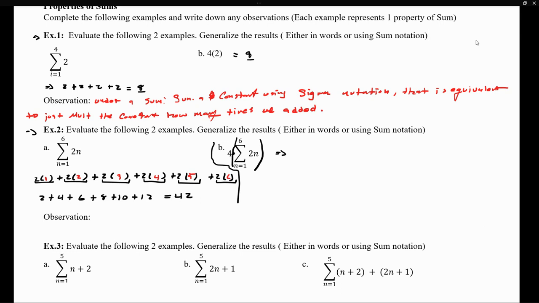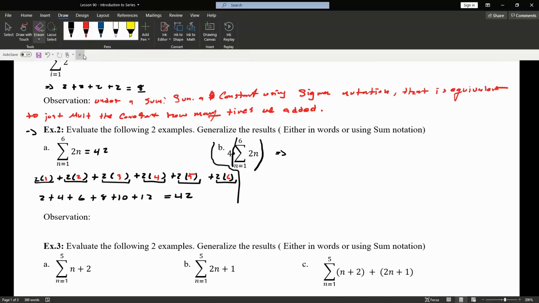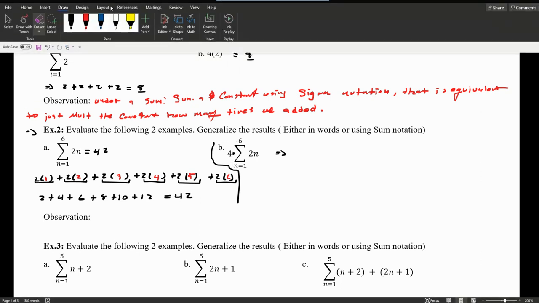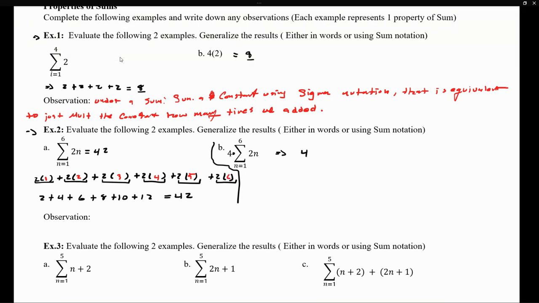But notice that we already know what the sum is. The sum of the expression 2n from 1 to 6, that's what we found here. And we said that this is equivalent to 42. So therefore now this expression that we do have here, this is equivalent to just having 4 times 42, which is equivalent to 168.